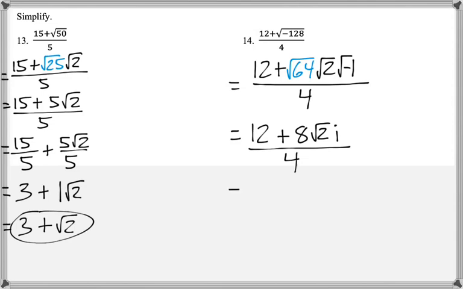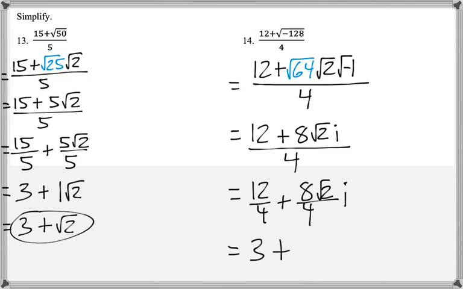So my next step is going to be to split this up into two fractions. And then I want to reduce these. So 12 over 4 reduces to 3. 8 over 4 reduces to 2. So my final answer is 3 plus 2 times the square root of 2 times i.